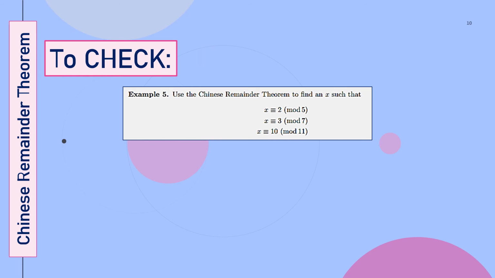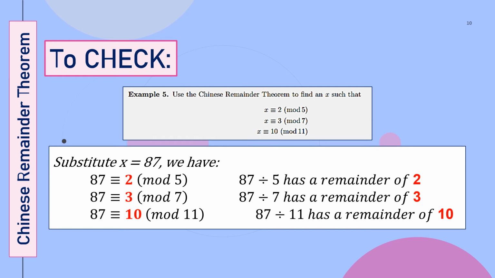To check, we have to substitute x equals 87. We now have 87 congruent to 2 modulo 5. Let's try. 87 divided by 5. Yes, it has a remainder of 2. How about 87 divided by 7? Yes, we now get a remainder of 3. How about 87 divided by 11? Okay, we now have a remainder of 10. And so, the value of x is correct.